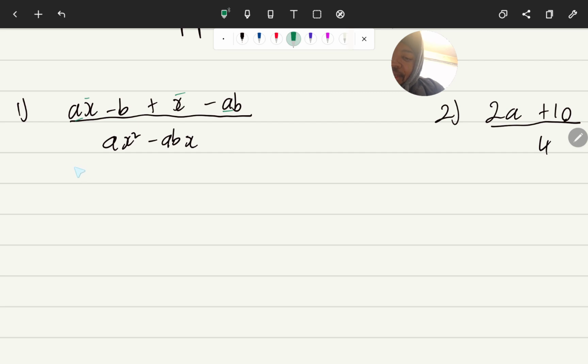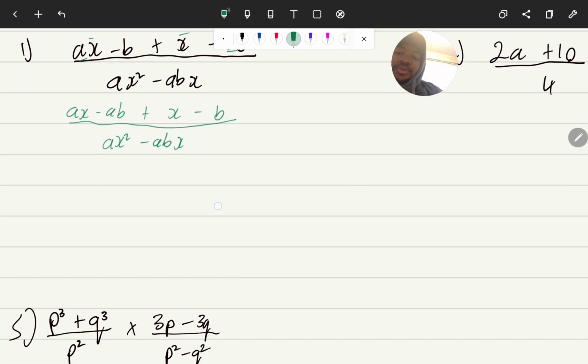So that being said, you will have AX minus AB, plus X minus B, and on your denominator it's just AX minus ABX. With this, we can then group them: that's our first group, this is our second group. Therefore if we factorize, you have A into X minus B plus, this is just going to be 1 times X minus B.